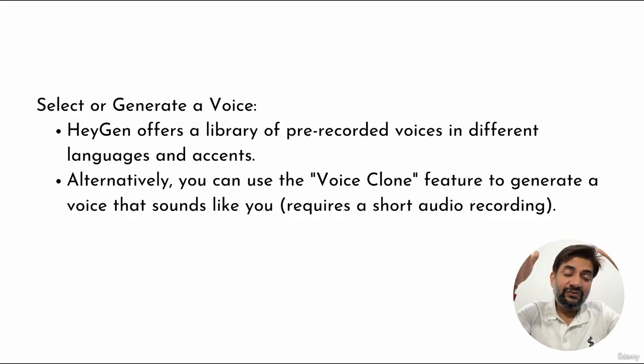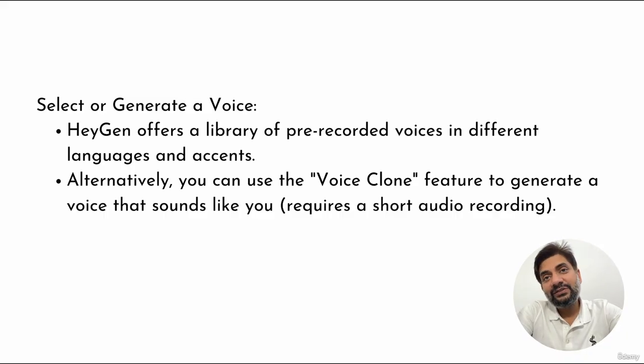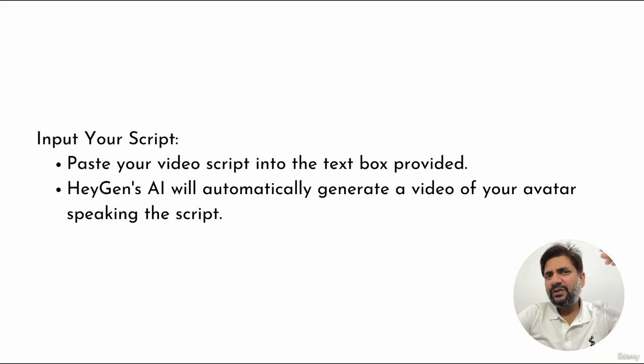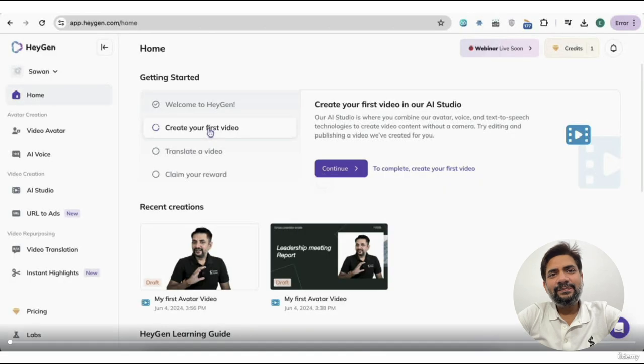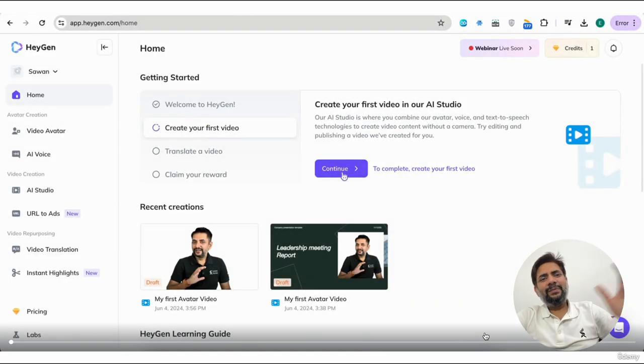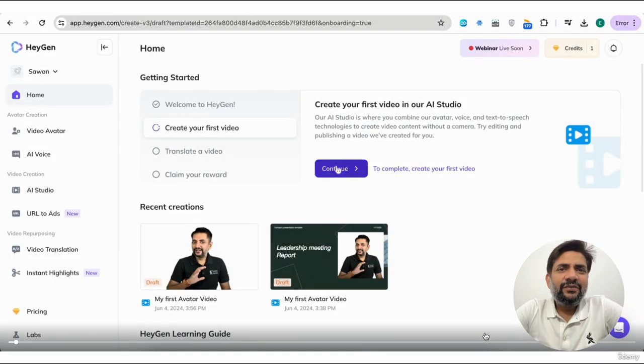Yeah, all of these features are really amazing, but you only get to see them when you are on the pro feature. Since we are using the free version right here, we might not be able to show you all of this. But if you go to YouTube, you will find a lot of videos utilizing this. So input your script: paste your video script into the text box provided. Heygen's AI will automatically generate a video of your avatar speaking the script. Let's try it.